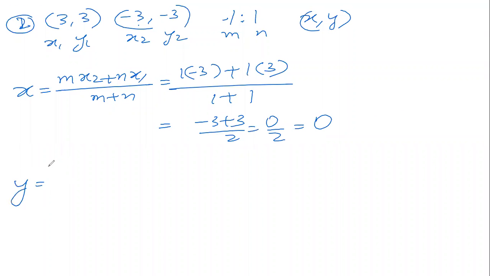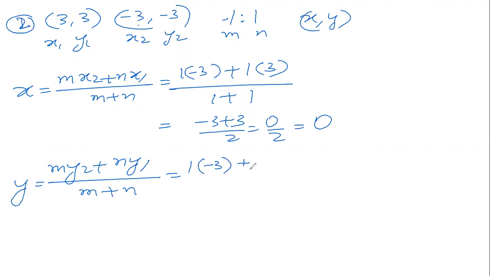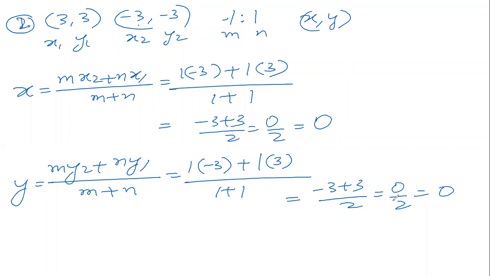Y equals (m y2 plus n y1) by (m plus n). So again, it will be 1 into minus 3 plus 1 into 3 by 1 plus 1. This is minus 3 plus 3 by 2, 0 by 2 equals 0. So the point that we are looking for is (0, 0). That means it is the point which we know as the origin.